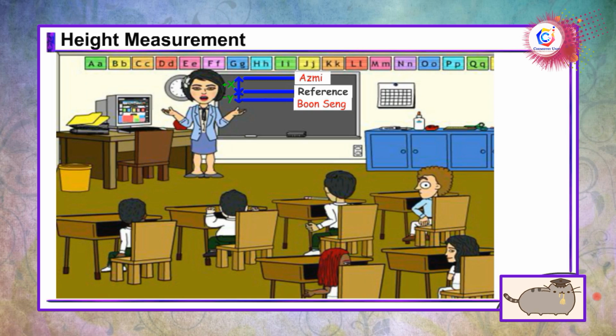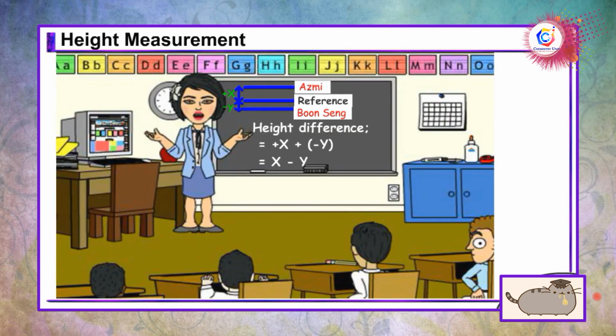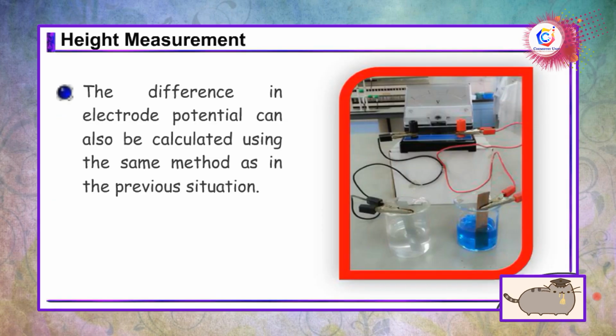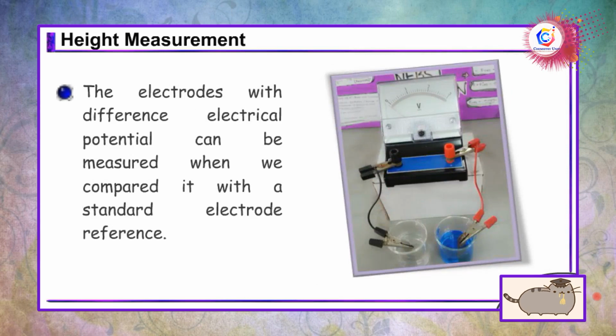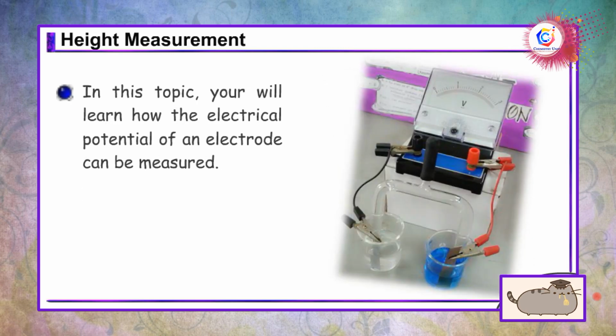She asked the class to determine the difference in height between Azmi and Bunsin without directly measuring the value. The calculation of the height difference between Azmi and Bunsin is given below. The difference in electrode potential can also be calculated using the same method as in the previous situation. The electrodes with different electrical potential can be measured when we compare it with a standard electrode reference. In this topic, you will learn how the electrical potential of an electrode can be measured.